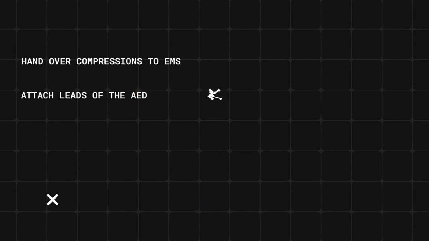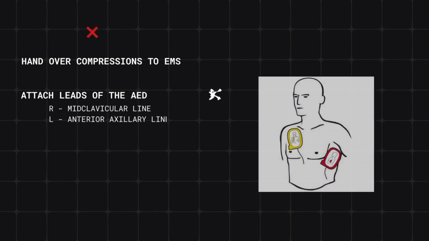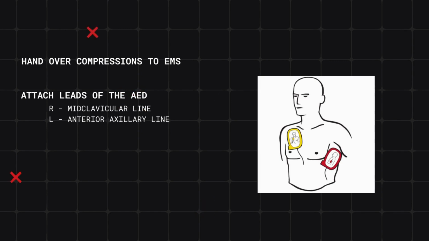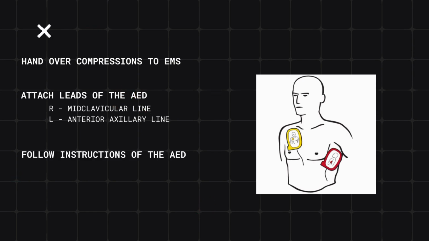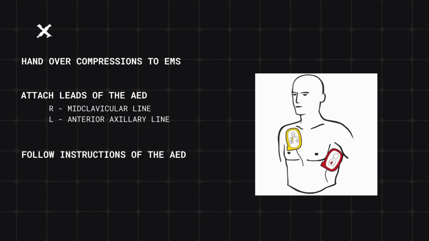The AED device has 2 leads, one goes on the right shoulder below the clavicle at mid-clavicular line, while the other goes at anterior axillary line in the inframammary region. Once the AED machine is turned on, it will give further instructions to continue CPR or not, it will analyze the rhythm and assess whether it is shockable or non-shockable, and it will instruct to deliver shock if necessary.